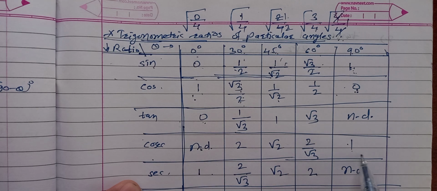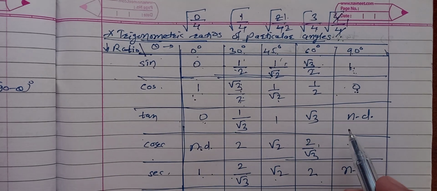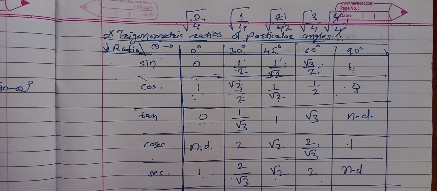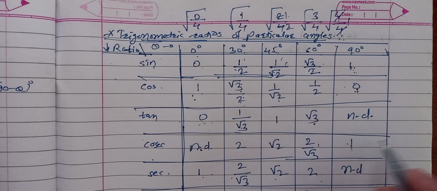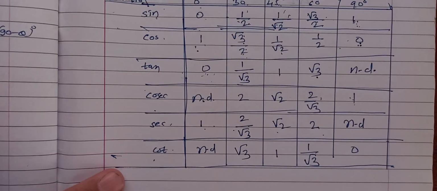If we see these ratios also, cosec and sec are reversed here. So it is very easy to remember this. And cot is also the inverse of tan. 0 upon 1 means 1 upon 0, not defined. Here inverse of this root 3, inverse of this, inverse of root 3 upon 1 means 1 upon root 3. Here 1 upon 0, so inverse is 0 upon 1, it is 0. So like this you can find all these values.